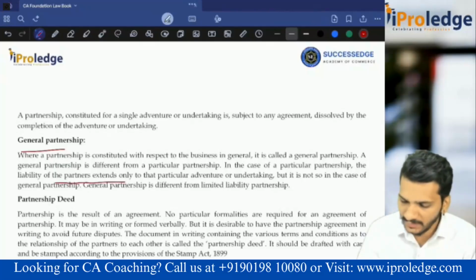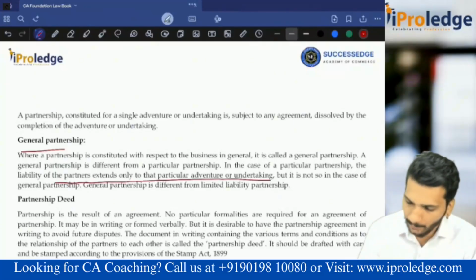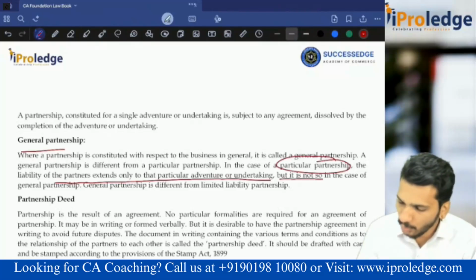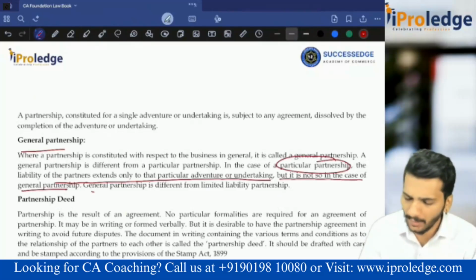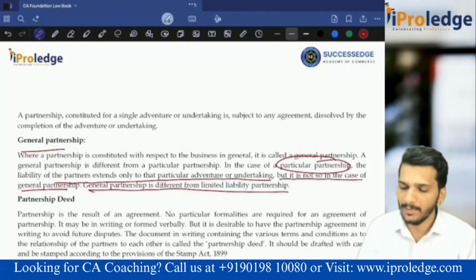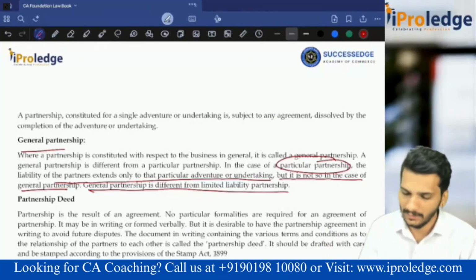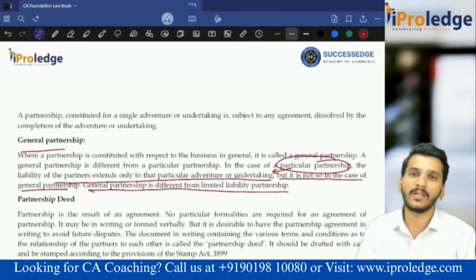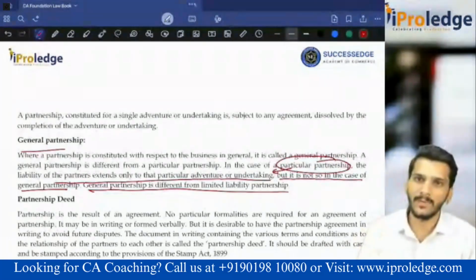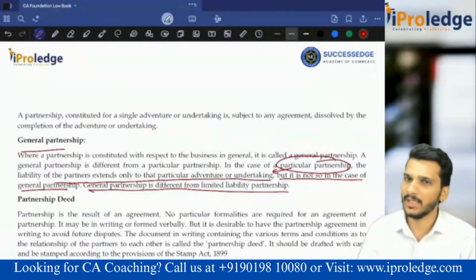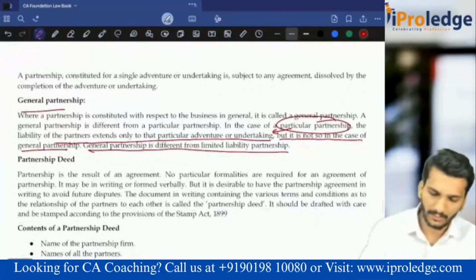The partners' liability extends only to the particular adventure or undertaking in case of a particular partnership, but it is not so in case of a general partnership. General partnership is different from limited liability partnership. Okay, LLP they're talking about, that is different. Other than particular partnership is general partnership. What is particular? A single adventure. More than one adventure is general partnership.